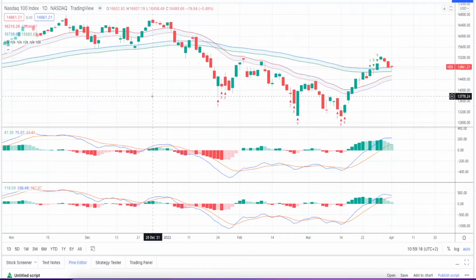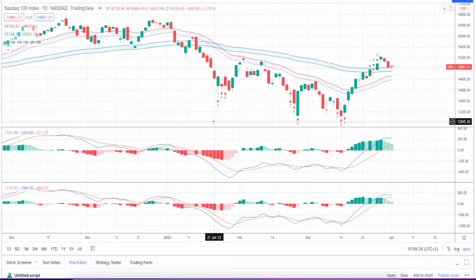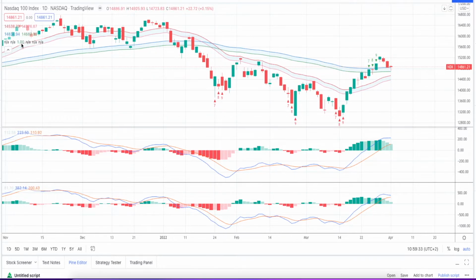Now let's take a look at the US market. We're looking at the Nasdaq day chart. If you follow my Twitter or my YouTube video, let's refresh our memory a little bit: on February 23rd, I gave an alert that we need to watch out for the bottom to be formed the next day, which is on February 24th, and it did happen.